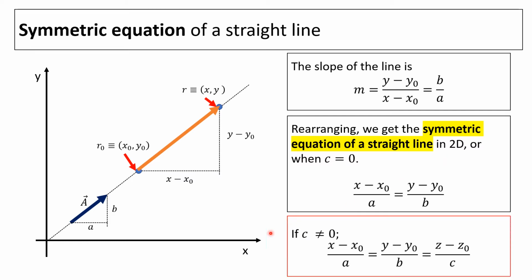So when you have c which is not equal to 0, they are the same, except that now you have the third component, which is z minus z0 over c. Okay, so this is what we call a symmetric equation.